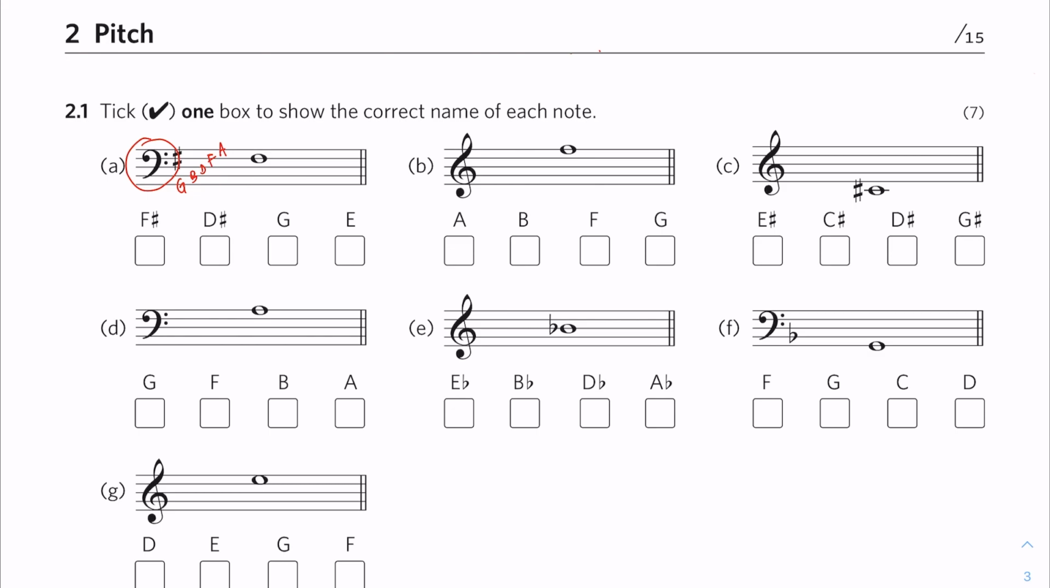You can use the mnemonic Good Burritos Don't Fall Apart. This is quite easy and fun to remember. So G, B, D, F, A. So the 4th line would be F. Now make sure you always check the key signature though. Here in the key signature we have F sharp. So this is F sharp instead of F. So the answer will be F sharp.